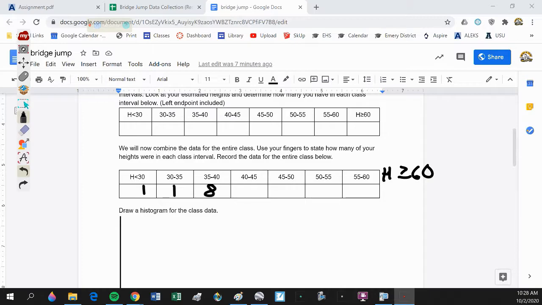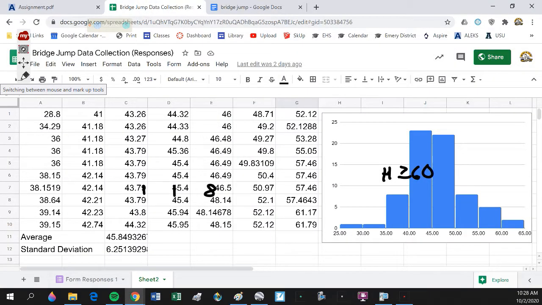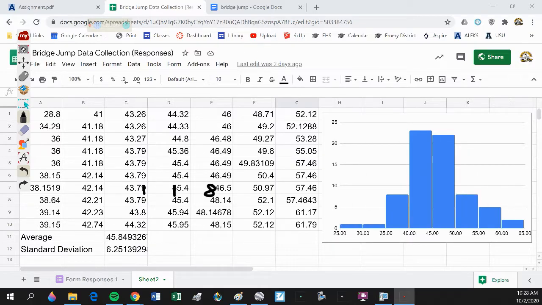Okay, and so take all of your class intervals and the number in each class interval, and then create a histogram, which should look like my histogram over here. Did everybody get a histogram that looks like that?